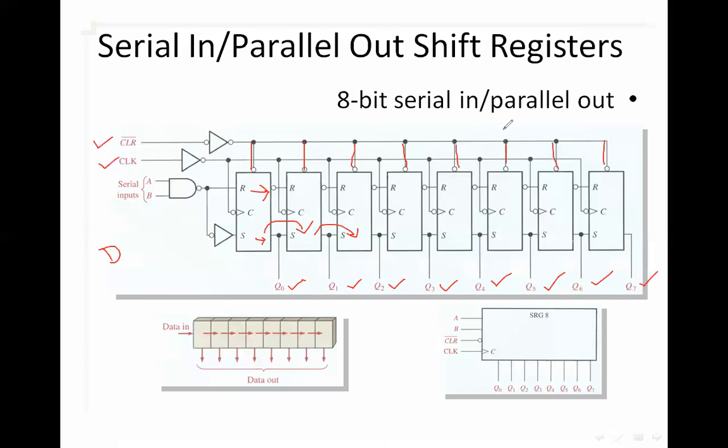So any data here, I can clear it out. Now, serial inputs. How is it called serial inputs? Because I'm using an AND gate. As you all know, with an AND gate, what happens? Multiplication happens, right? So multiplication happens with A and B, and then I have a single output here, right?